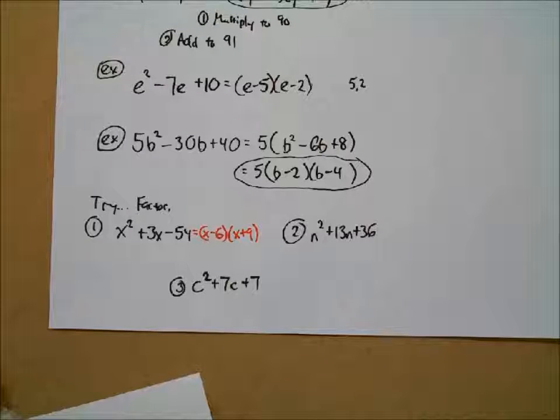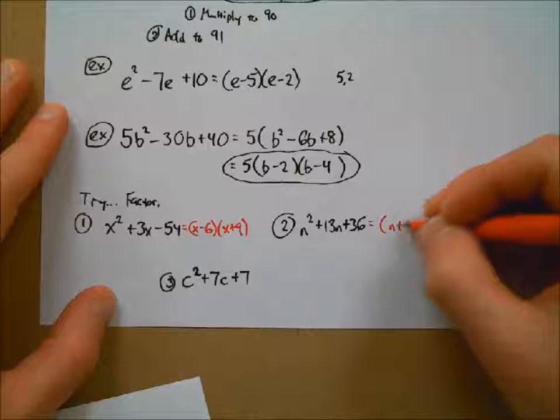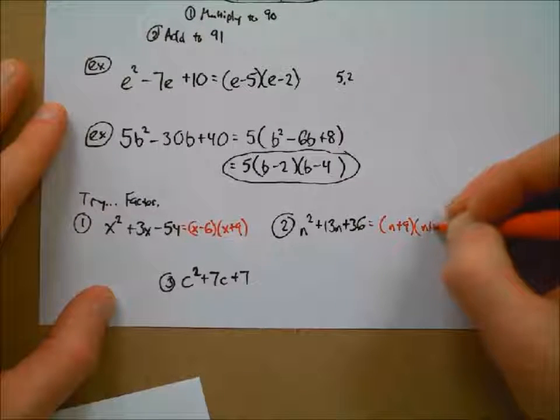All right, how about Brandon? How about for number 2? Were you able to get number 2 to work for you there? 9 and 4. So n plus 9, n plus 4, like that?